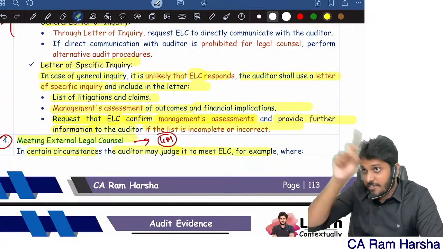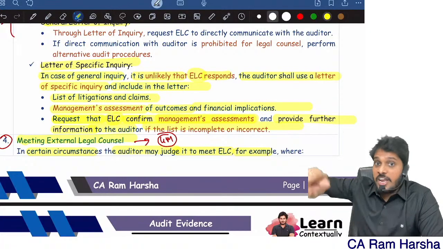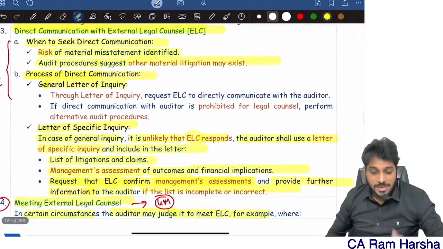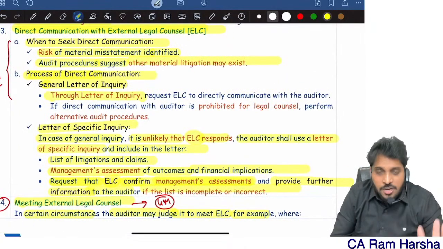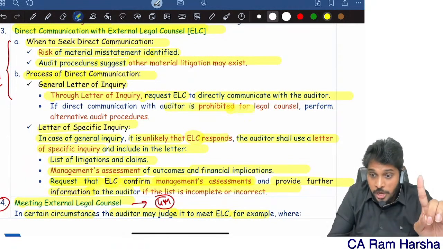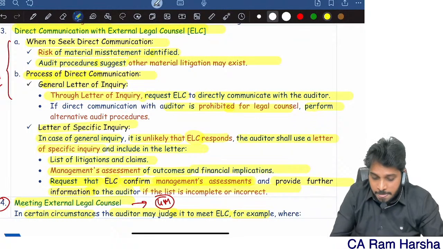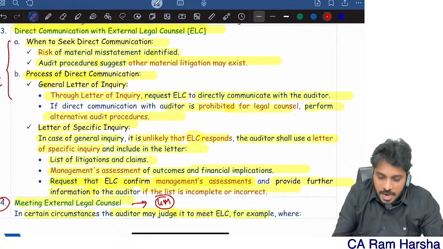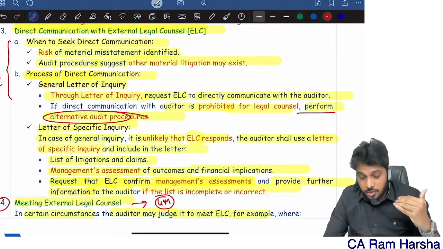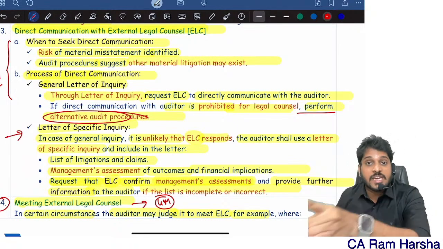Also tell me if any of these cases are not there, or if any other additional cases are there, please give me. This is a specific inquiry. General inquiry means what? Through a letter of inquiry, ask external counsel to directly communicate with the auditor. If direct communication with the auditor is prohibited for the external counsel, then perform an alternative. What is the alternative procedure? If for a general inquiry, legal counsel is not responding, then I will send a specific inquiry.